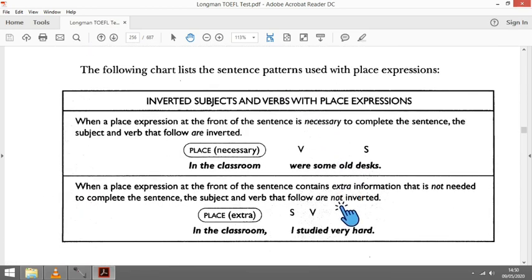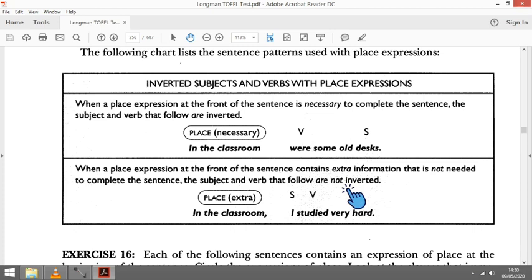Look at the conclusion here. Invert subject and verb with place expression. There are two ways where we can invert and where we can't invert. When a place expression at the front of the sentence is necessary to complete the sentence, the subject and the verb that follow are inverted.